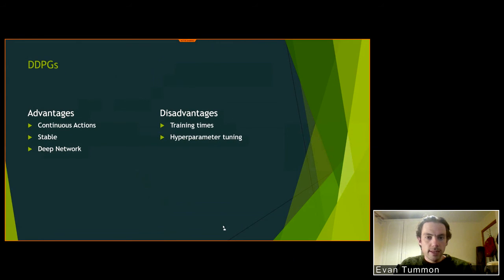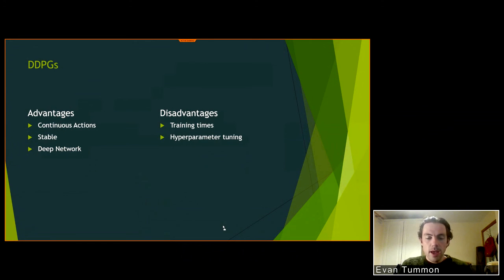So some advantages and disadvantages of DDPGs. The first advantage I saw was you can use continuous action spaces. Next, we know that they're stable thanks to the incorporation of DQN techniques. And finally, it's a deep network, so it allows the use of huge data sets.